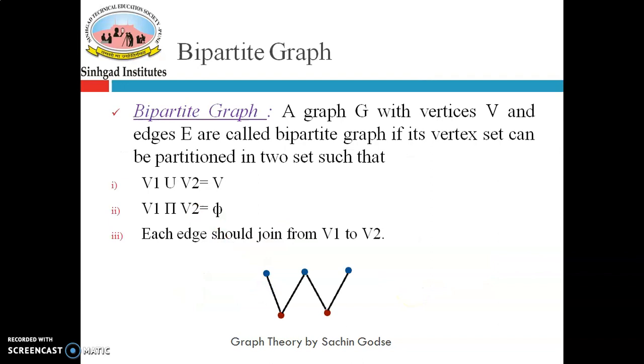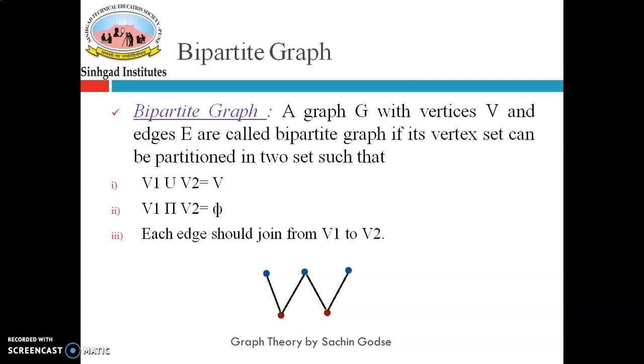Next type of graph is bipartite graph. A graph G with vertices V and edges E is called a bipartite graph if its vertex set can be partitioned into two sets such that the following conditions are satisfied: V1 union V2 is equal to V, V1 intersection V2 is equal to phi, and third condition, each edge should join from V1 to V2. Then that graph is called a bipartite graph.